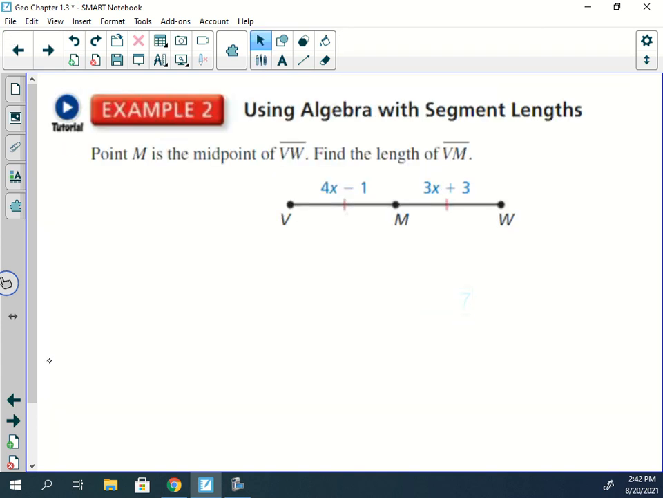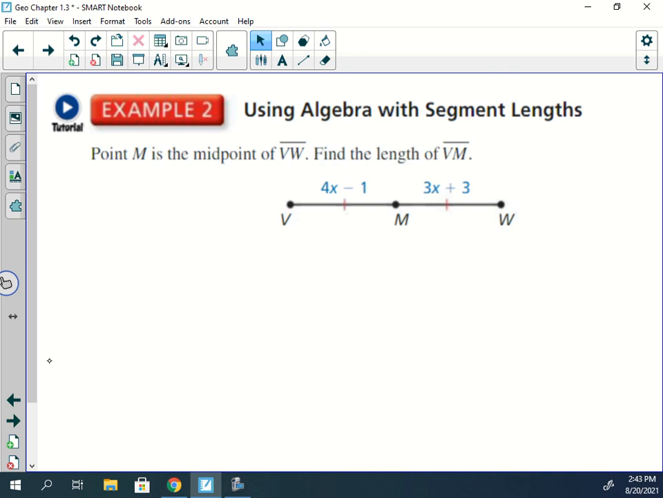All right, guys. Let's focus up here. This is similar to what we just did with the fractions and the whole numbers, except instead of giving us the actual values of the lengths, they gave us expressions. They're saying that V to M is denoted by the expression 4x minus 1, and the distance from M to W is denoted by the expression 3x plus 3. If we can find the value of x, then we can plug it back in to find the length of either line, or the whole line. And they tell us point M is the midpoint of VW. Find the length of VM.